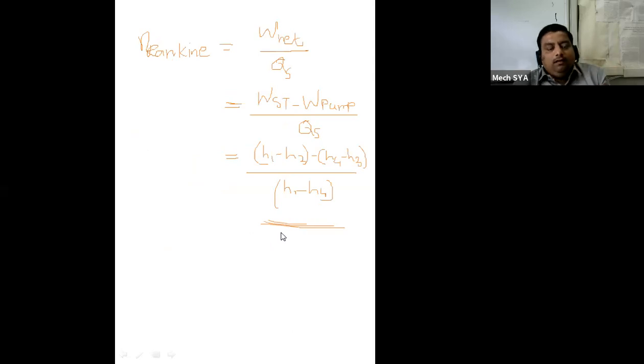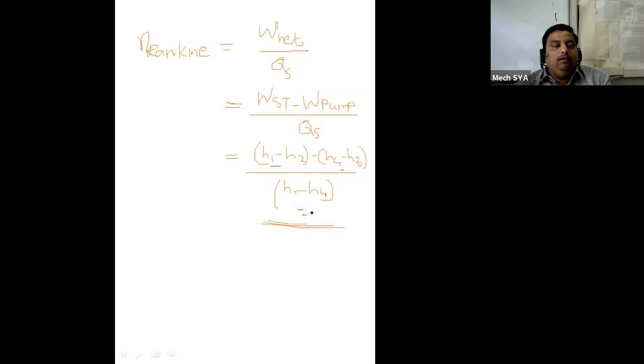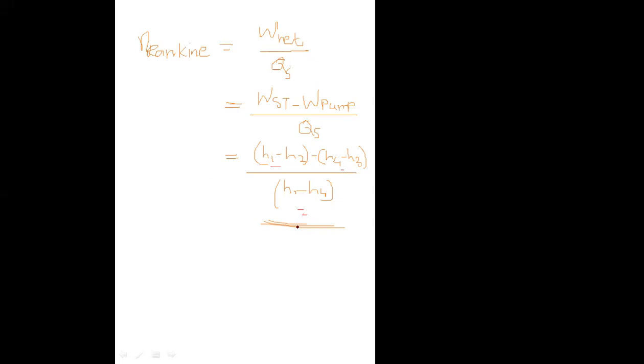Then the Rankine efficiency is equal to the net work obtained from the cycle divided by the heat supplied. But net work is equal to what? The turbine is generating work, and for the pump we are supplying work. Therefore, the work generated by the turbine should have the pump work subtracted, divided by the heat supplied Qs. So it is (H1 minus H2) minus (H4 minus H3), divided by (H1 minus H4). This will be the Rankine efficiency.